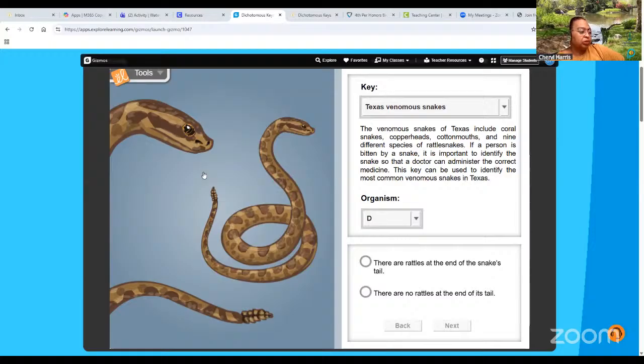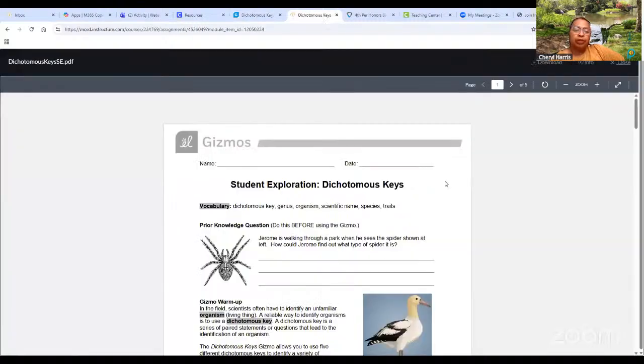We're doing a Gizmo today. So you're in Canvas under dichotomous keys.